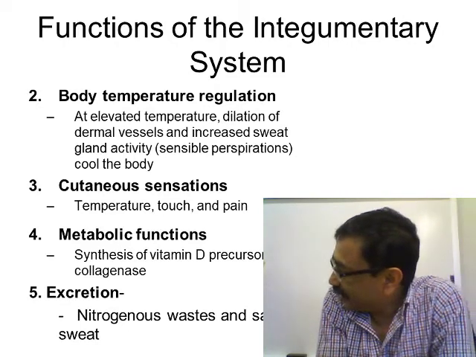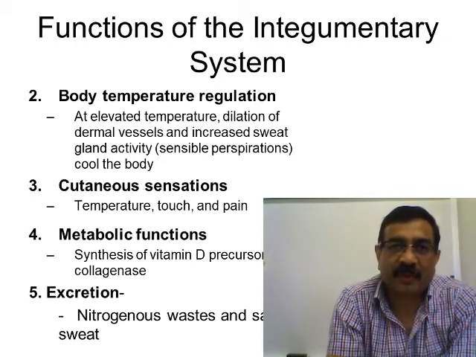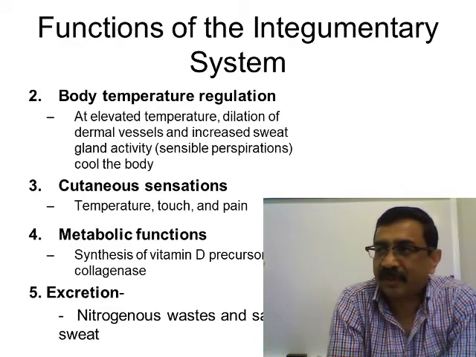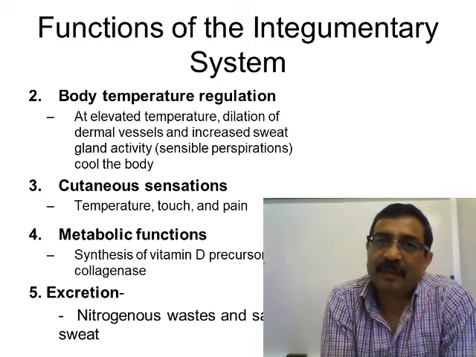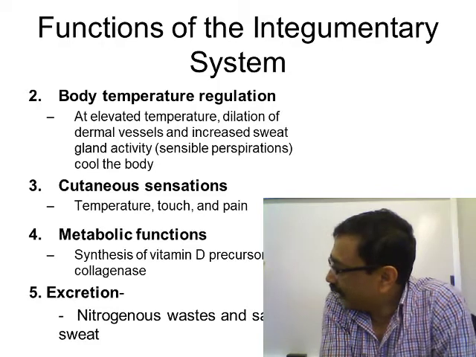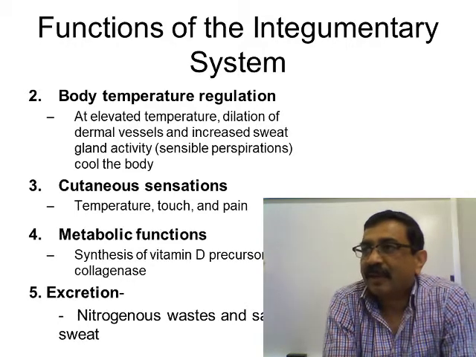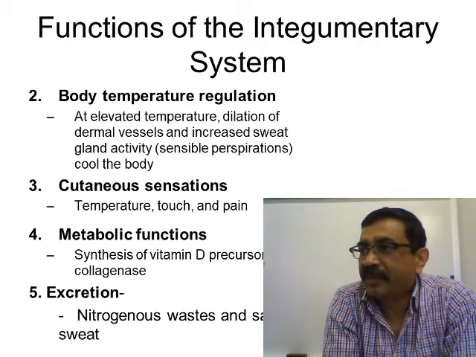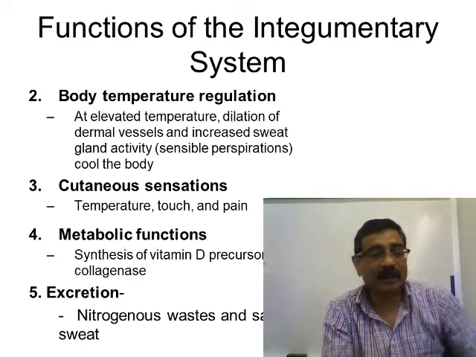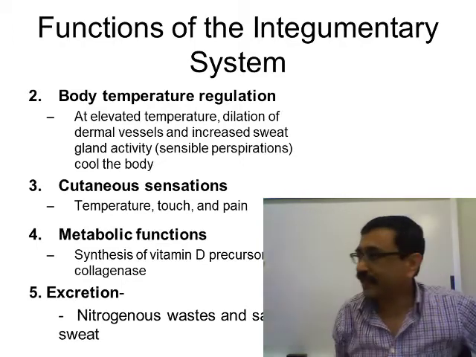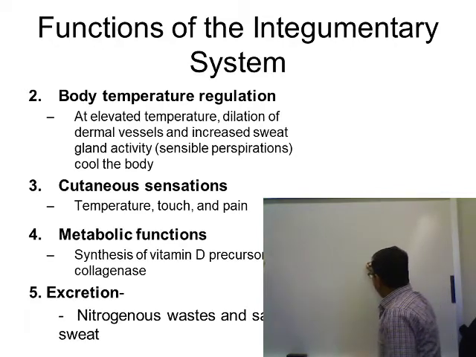Cutaneous sensations. Skin houses cutaneous receptors, pain, touch, temperature receptors, and those sensations are given by those receptors. So very important, right? Metabolic functions. Skin produces cholecalciferol. I already had talked about this. So skin, with the help of sunlight, produces a chemical that is called cholecalciferol, and that is an inactive vitamin D.